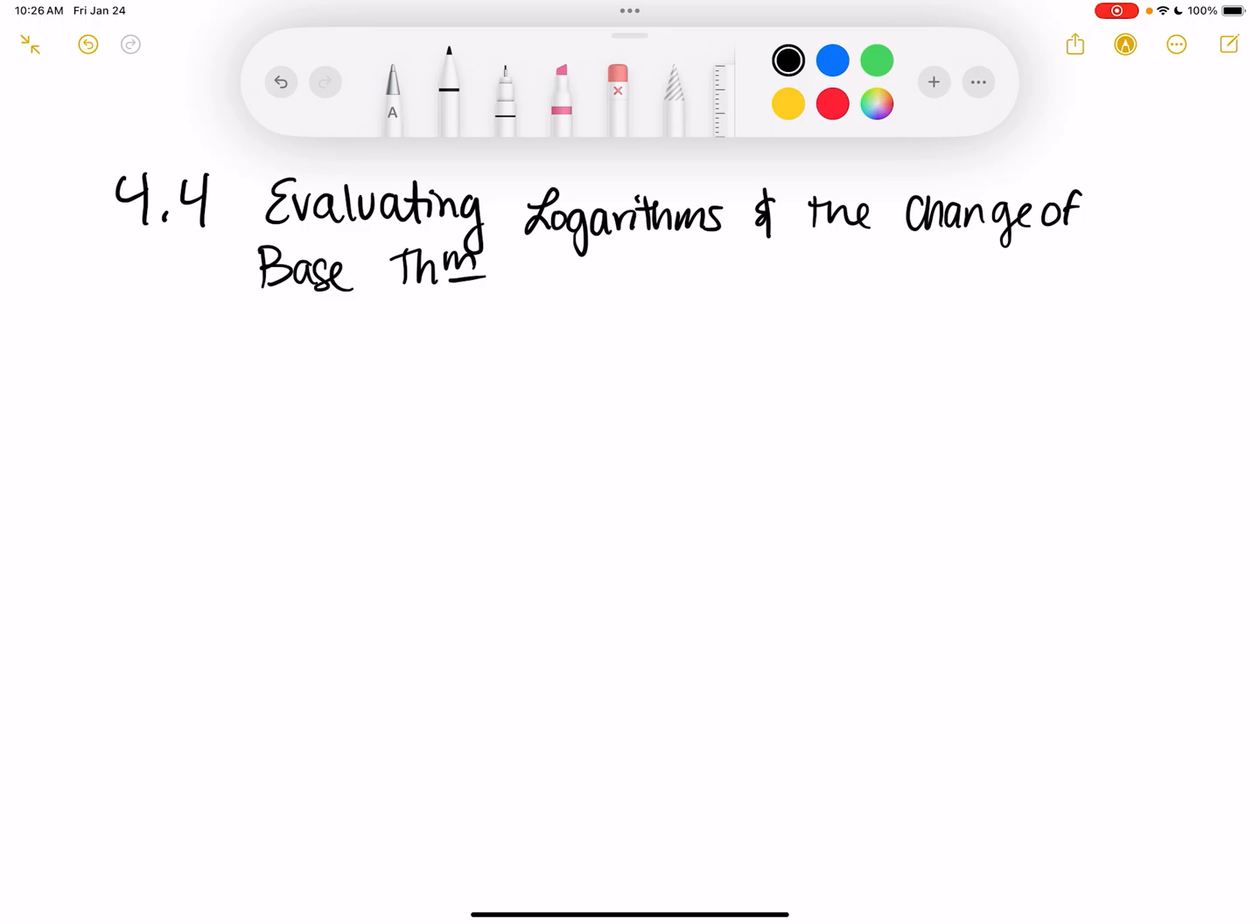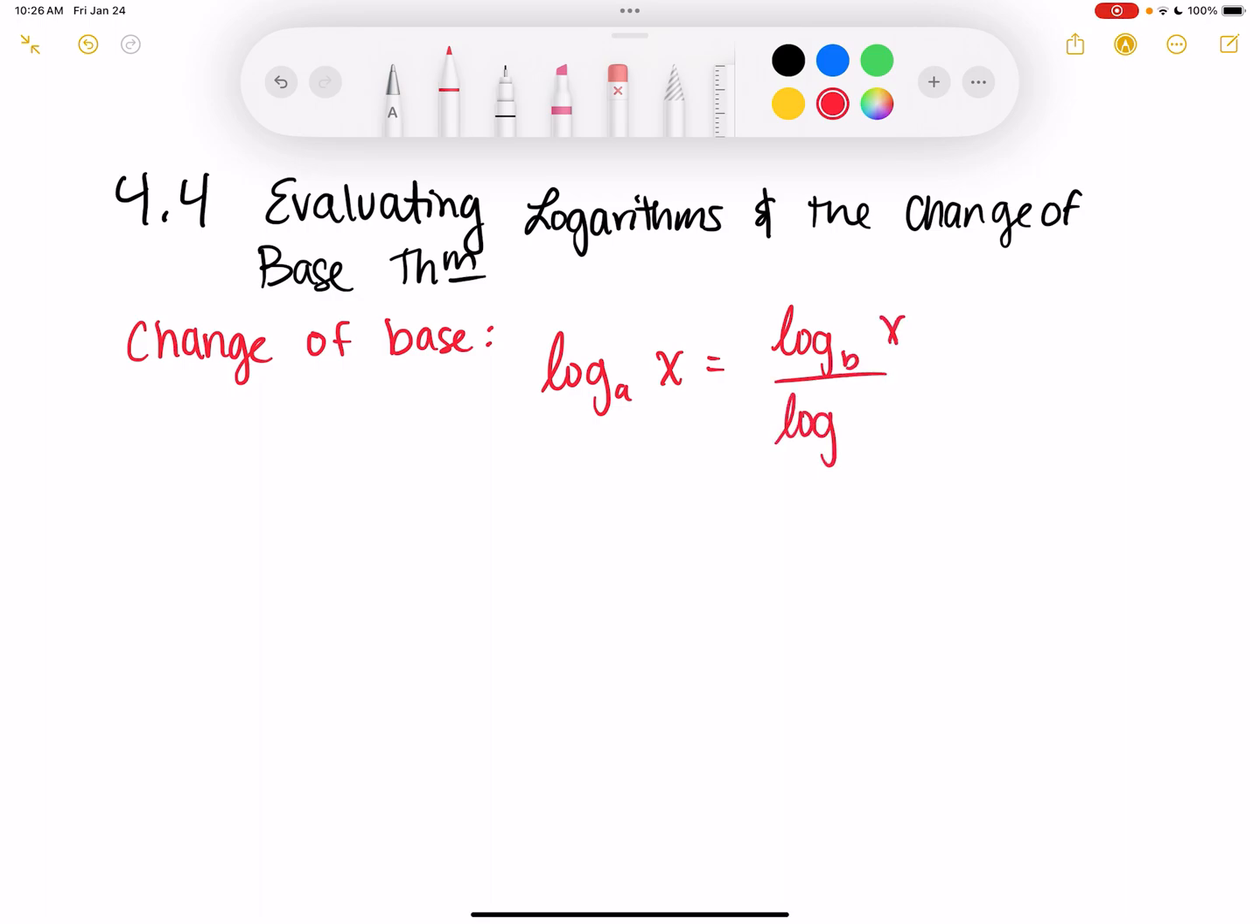But the change of base theorem is kind of the new thing, so I'm just going to put it up here because it's probably been a few days since you did the notes, I'm assuming. So the change of base basically says if we have log base A of x, that we can rewrite in terms of whatever new base.